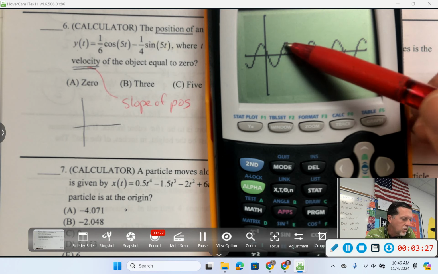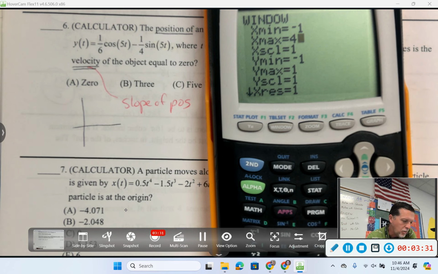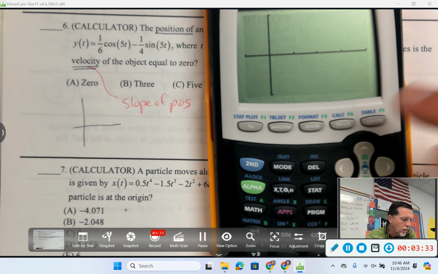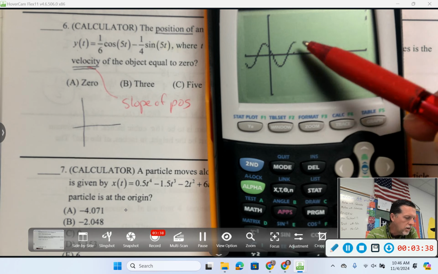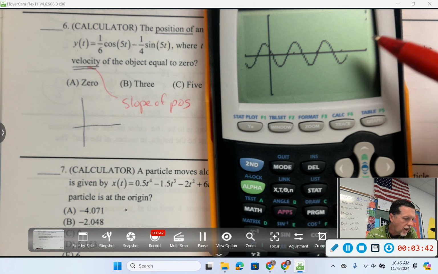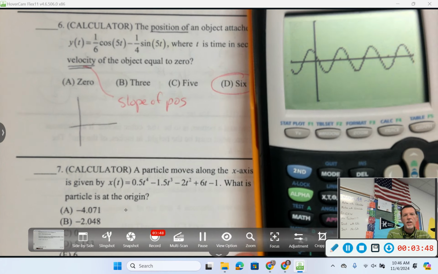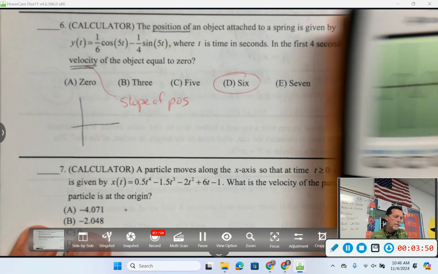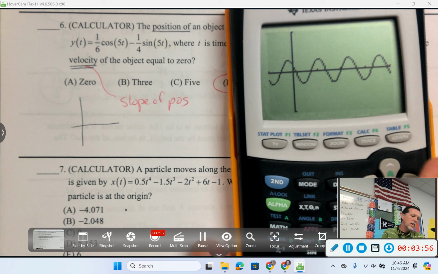So 1, 2, 3, 4, 5. I need to be careful because my window, let's just change it back to 4 to make sure I'm looking at the right thing. All right, 1, 2, 3, 4, 5, 6, 6. I had to zoom in to see that, because those were small fraction things.